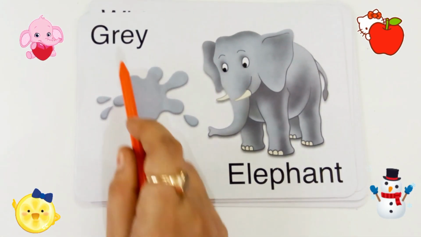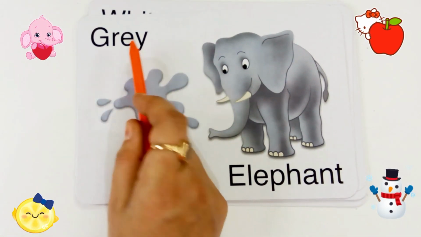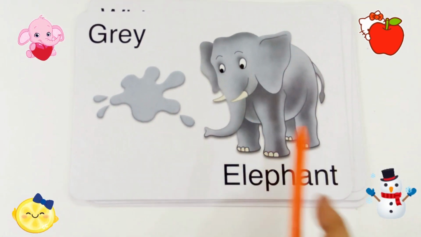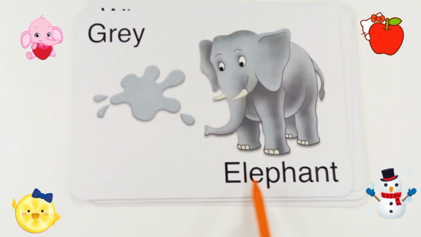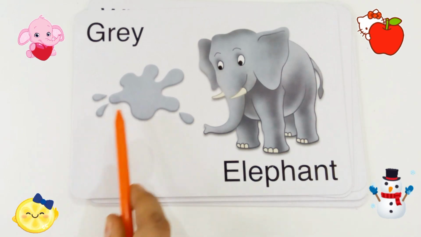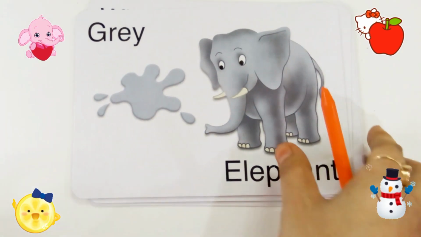This is gray color. G-R-E-Y, gray. And the example is gray elephant. E-L-E-P-H-A-N-T, elephant. Gray color, gray elephant.